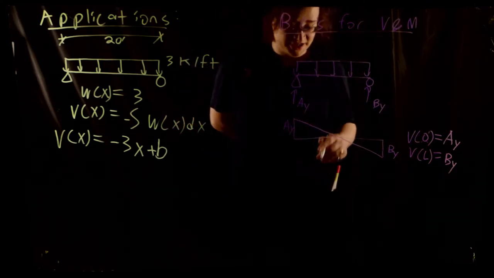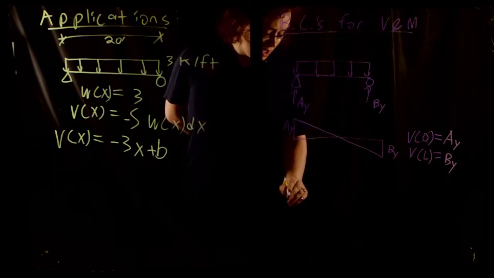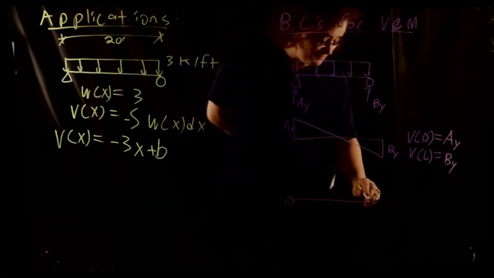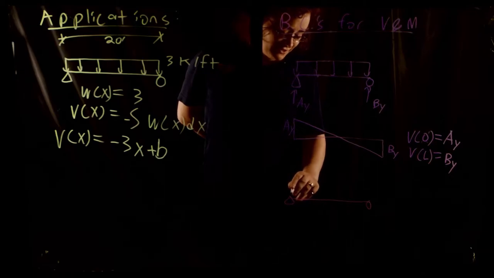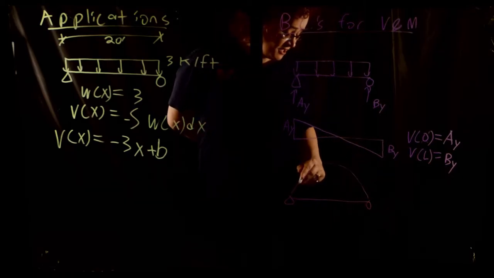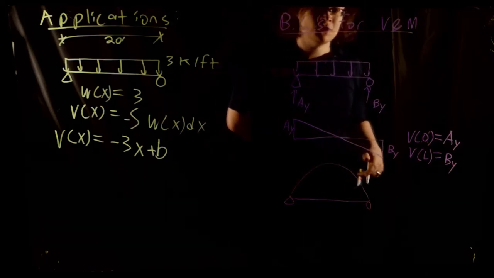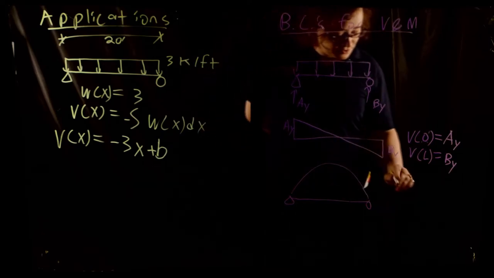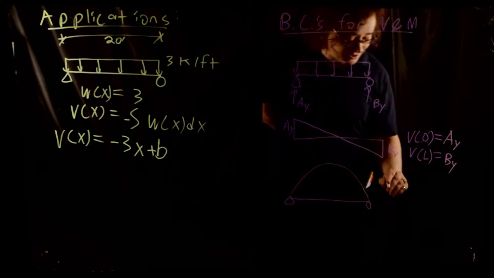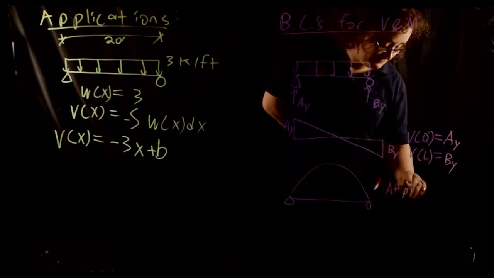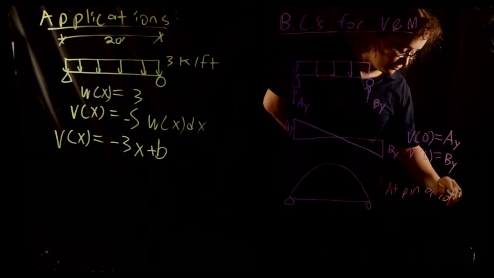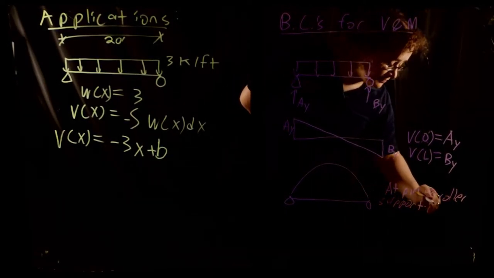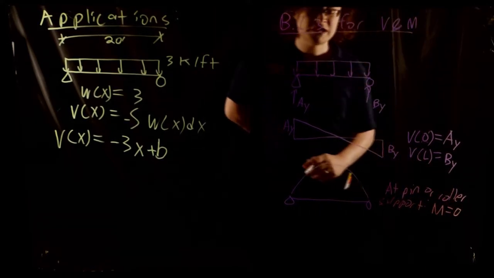Then we have similar boundary conditions for moment. So if you have moment, let's say you have another simply supported beam. Now, your moment diagram might look something like this. Very common. But at a pin support or a roller support, I know that the moment has to be 0. So at any pin support or roller support, M will be equal to 0. And we can use that as a boundary condition.